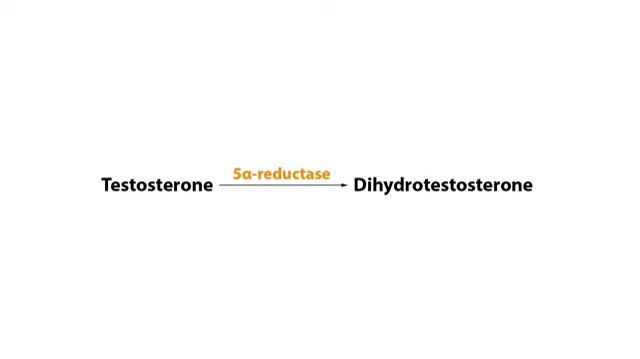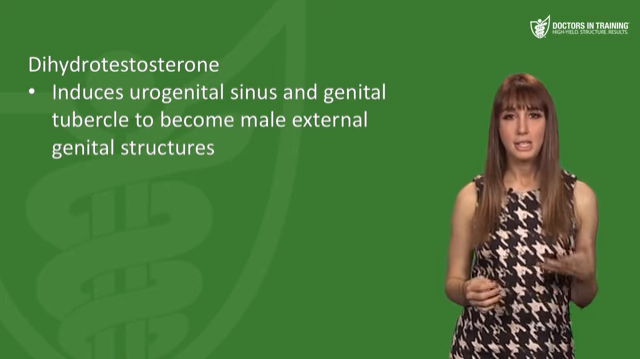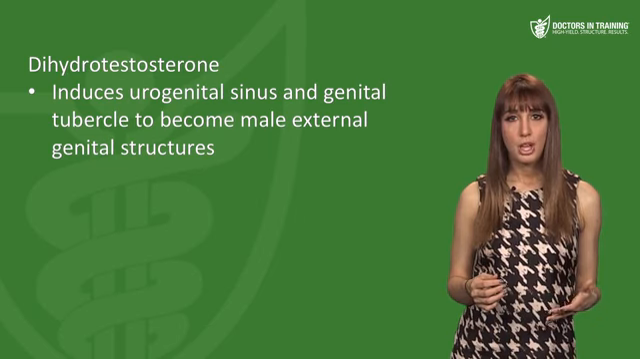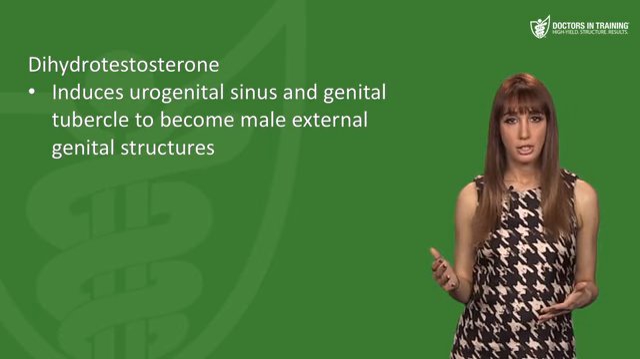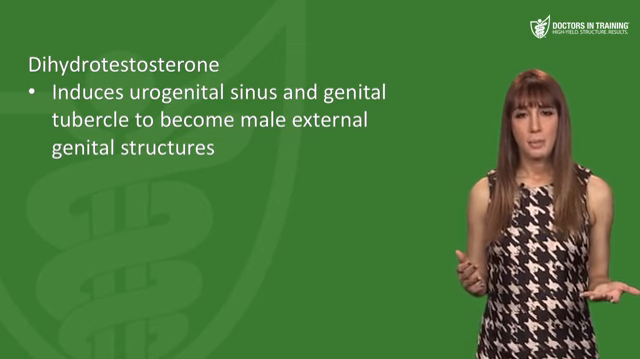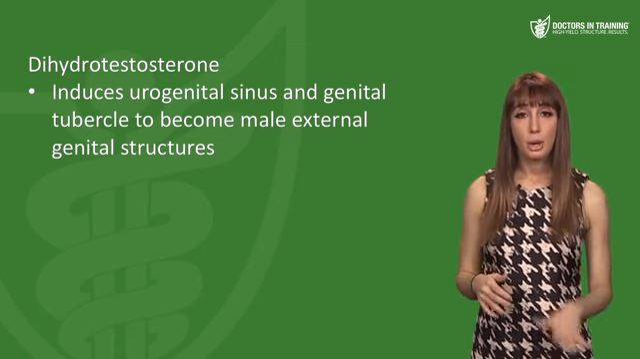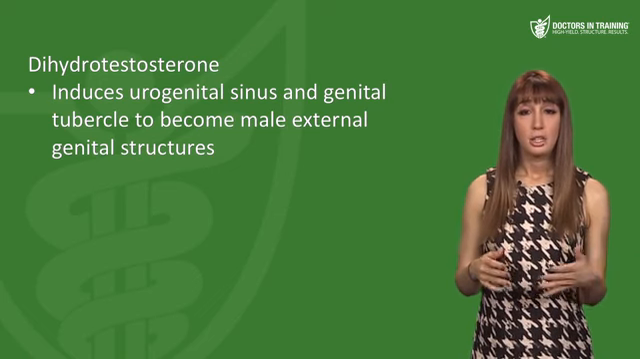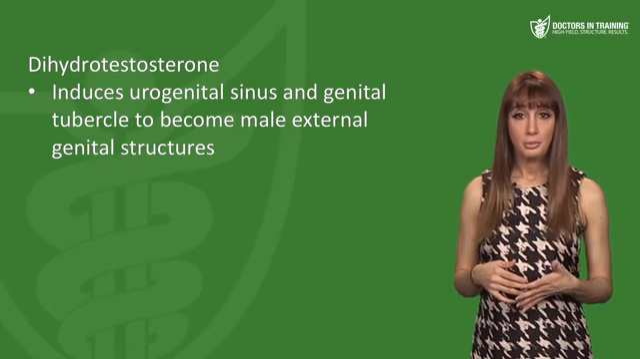For the third hormone, think back to endocrinology and the adrenal steroid synthesis. There's an enzyme called 5-alpha reductase that converts testosterone into dihydrotestosterone, or DHT, which is a super potent form of testosterone. And that DHT is responsible for inducing the urogenital sinus and the genital tubercle to become the male external genital structures. What did that urogenital sinus become in the female? Remember that it became the lower portion of the vagina. So DHT is very important because without it, there could be ambiguous external genitalia.